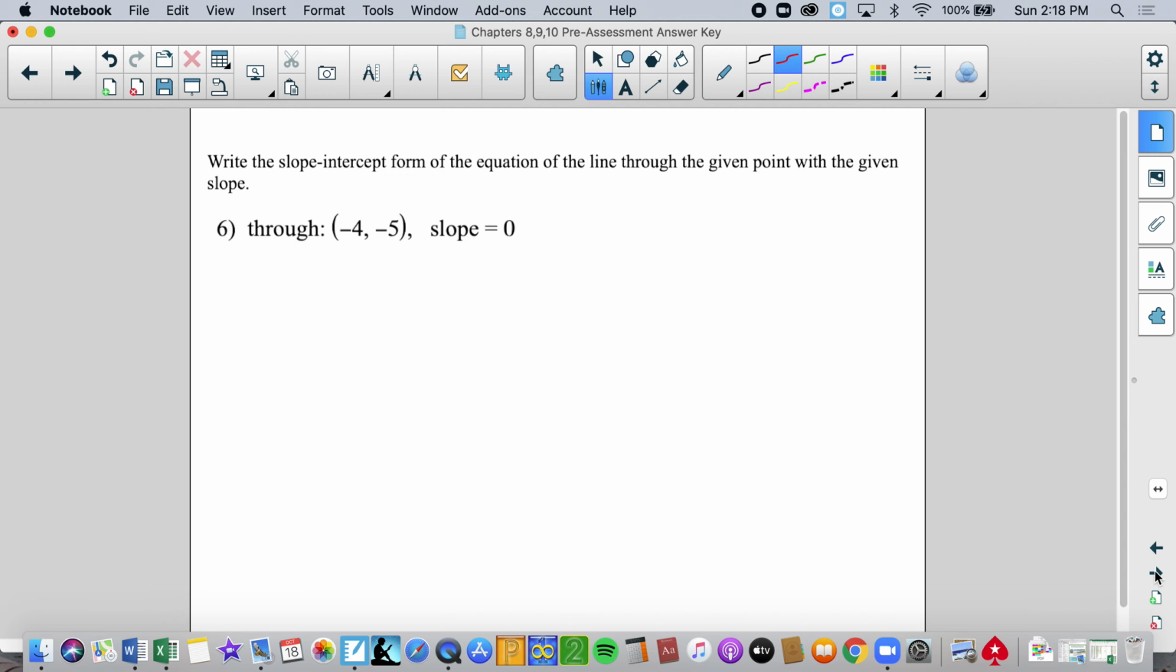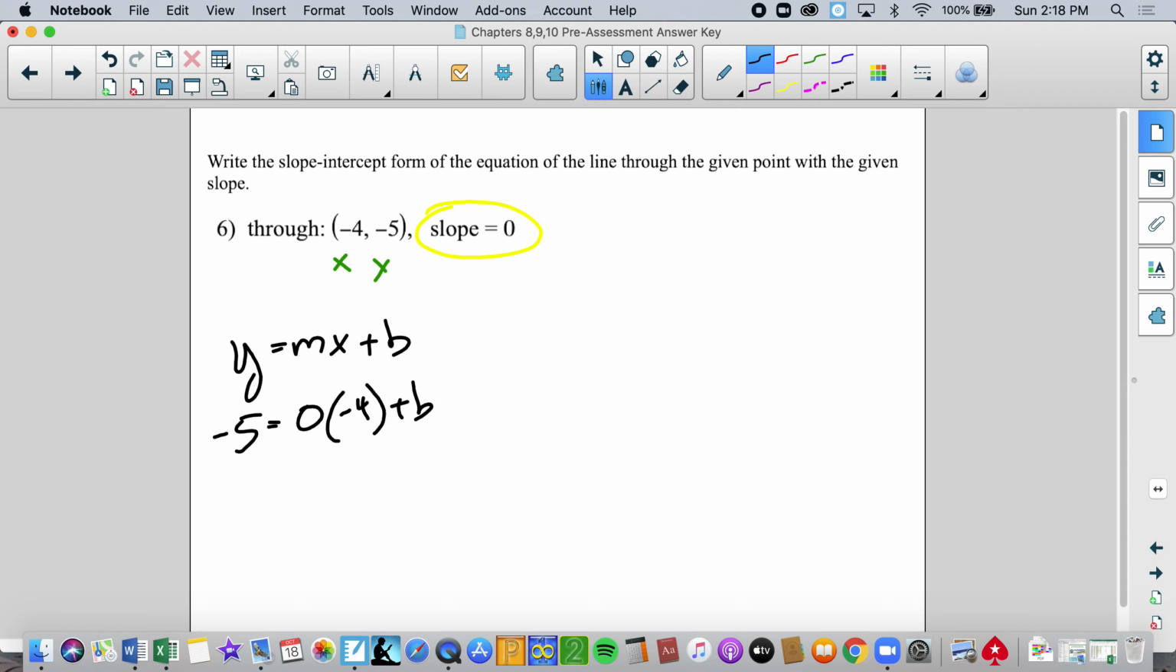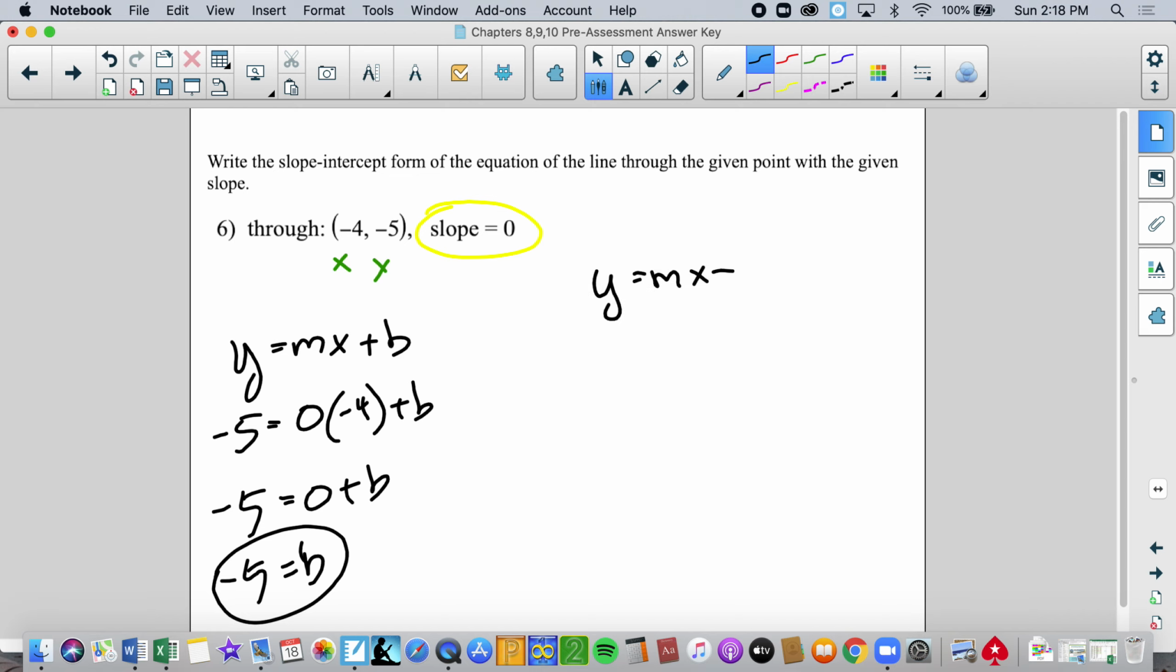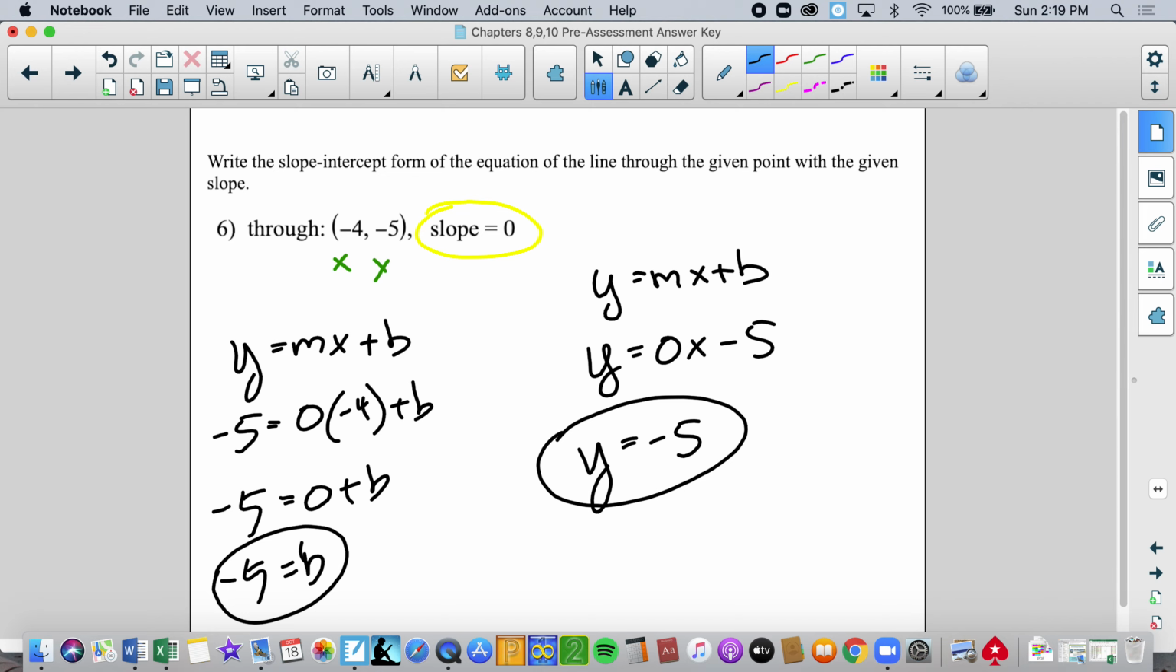And the last one, in this type, we're given our x and y value again. We're given the slope is 0. So y equals mx plus b. My y value is -5. My m value is 0. My x value is -4. And I'm going to simplify. And I get a y-intercept of -5. I'm going to use my general template. Y equals slope of 0, y-intercept of -5. We can't leave that like that. We have to simplify that. So my answer is y equals -5.